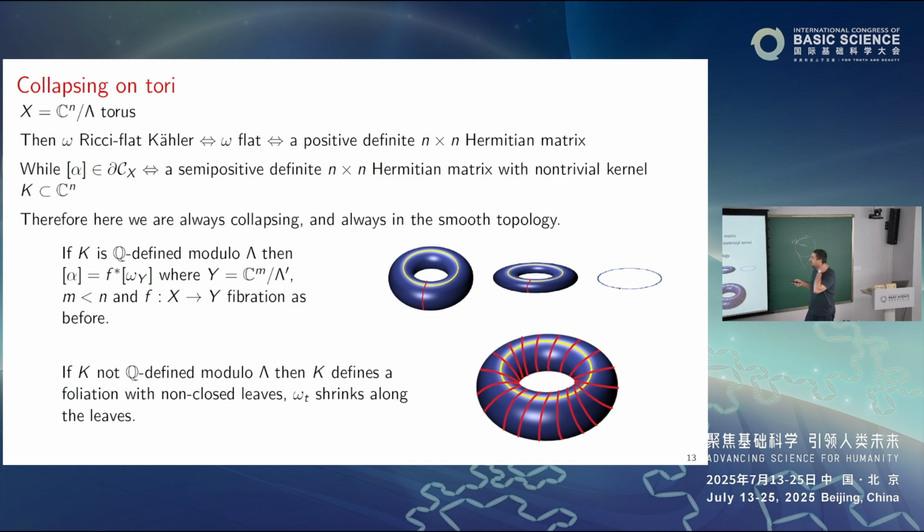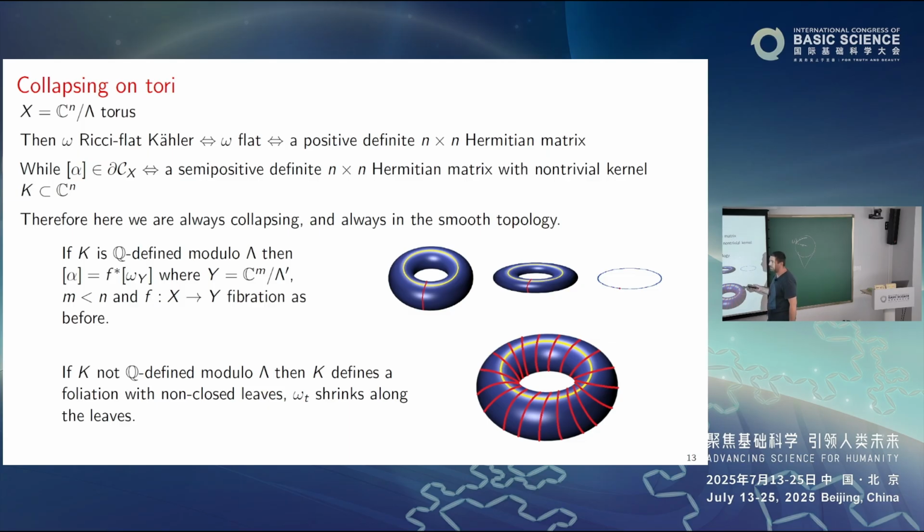So on a torus, Ricci flat Kähler metric is the same as a flat Kähler metric, which is the same as is induced by a constant coefficient Kähler metric on Cn, and a constant coefficient Kähler metric is just one positive definite n by n Hermitian matrix. So you have this basic bijection correspondence. So talking about Ricci flat metrics, you're just talking about positive definite Hermitian matrices. And then each Kähler class will correspond to a unique such matrix. And then if the class is on the boundary, that corresponds to a semi-positive definite Hermitian matrix with a non-trivial kernel, so which is not positive definite, right? So it has to have a non-trivial kernel.